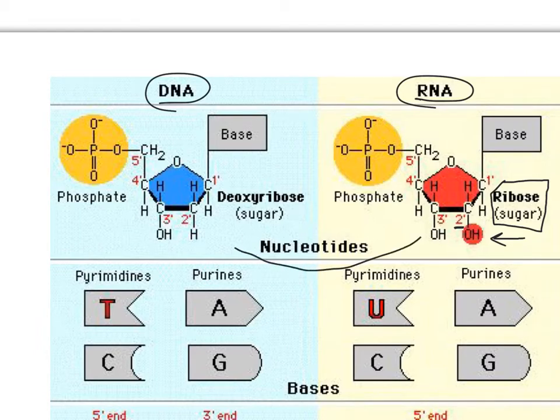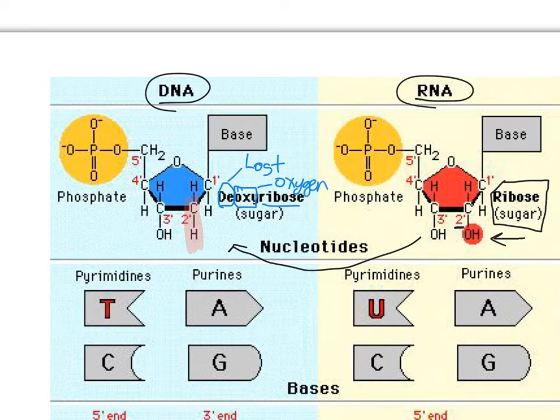However, in DNA, this second carbon, let's do this in red, does not have that OH molecule. It just has that H. As a consequence of that, the name for DNA is deoxyribose. So that is, we've lost the oxygen.